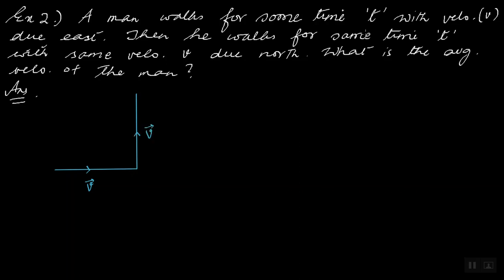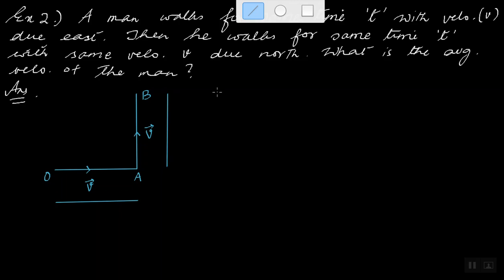Because he is traveling with the same velocity and same time, the distance from this point to this point is equal to the distance from that point to that point. Let's call this point O, this is A, and this is B. Let's take the distance from this point to this point to be x. Similarly from here till here, for the same time, it will be the same distance x.